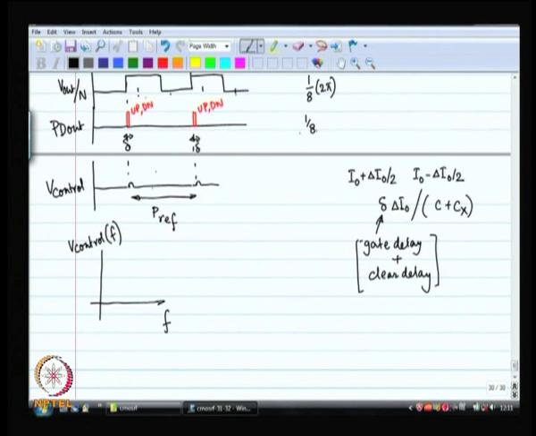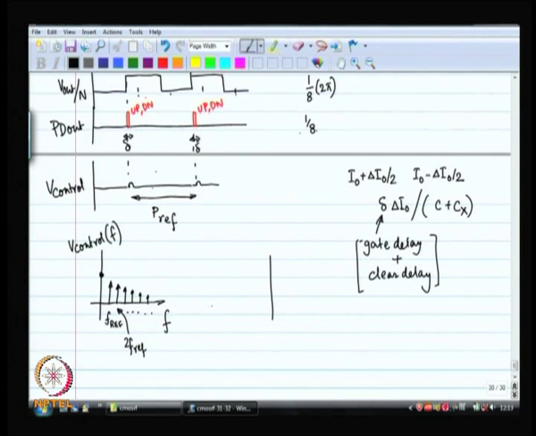Unfortunately, V control is not a constant voltage. V control has some periodicity with frequency f. So, V control has a large DC component, which is what you wanted. It also has periodicity with repetition rate F ref. It has all the harmonics. What does this mean as far as the output of your VCO is concerned? It is very straightforward. The output of the VCO will have all of these components in addition to the fundamental.